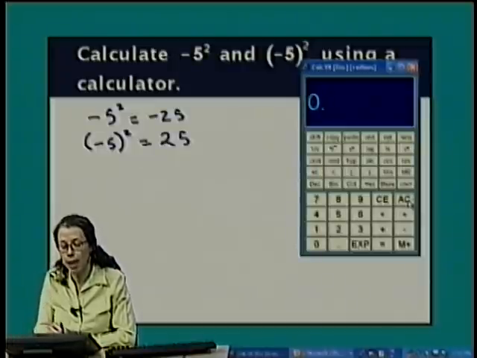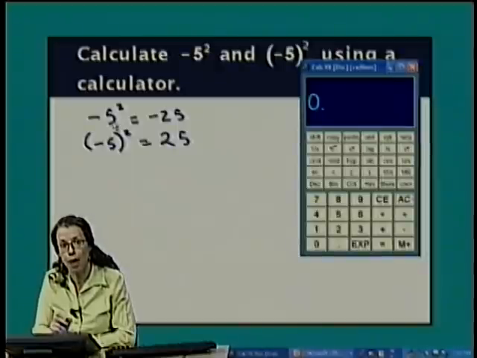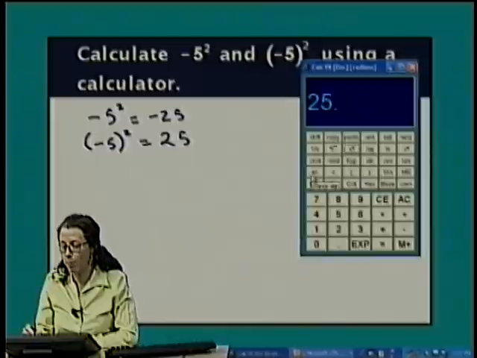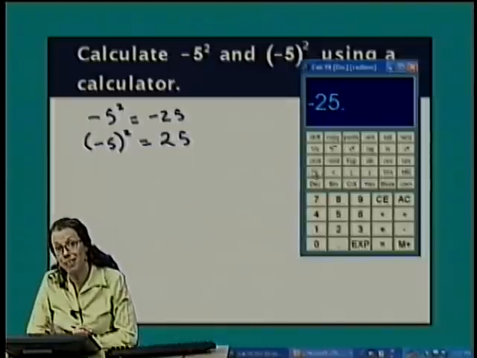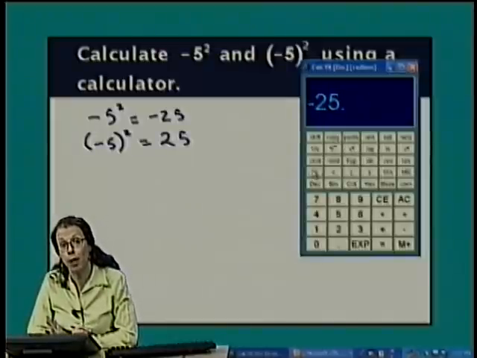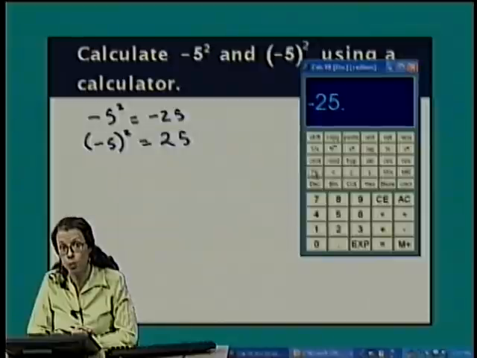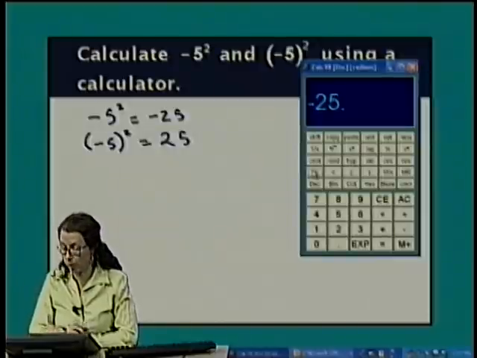So when I want to calculate the opposite of 5 squared, I want to square 5 first and then take the opposite. So I'm going to take 5 and square it and then take the opposite. One of the things that's actually nice about this funny way of entering negative numbers in the calculator is it reminds us that we need to square 5 first before taking the opposite.